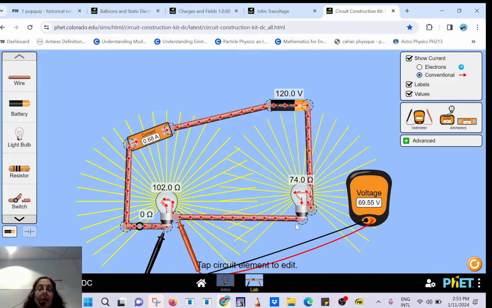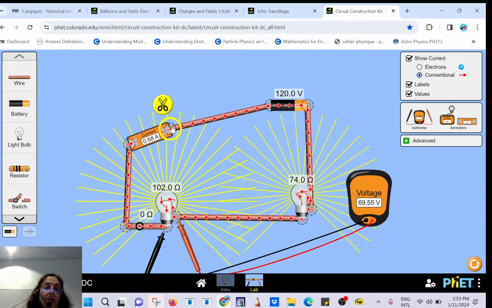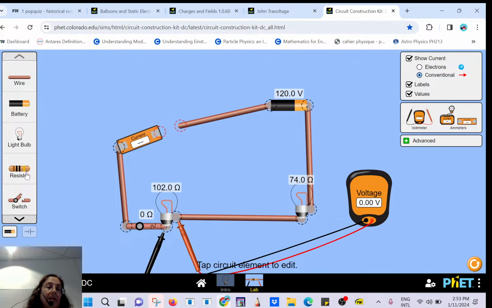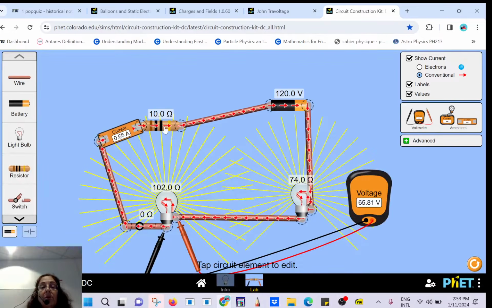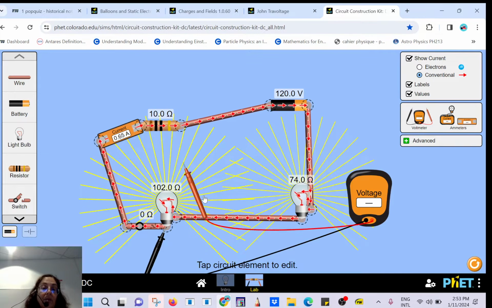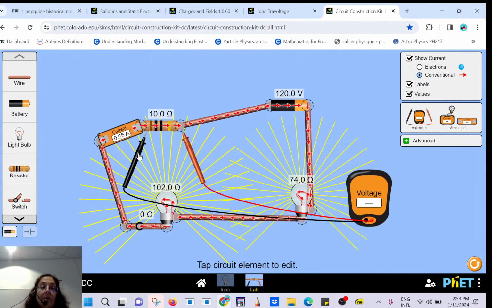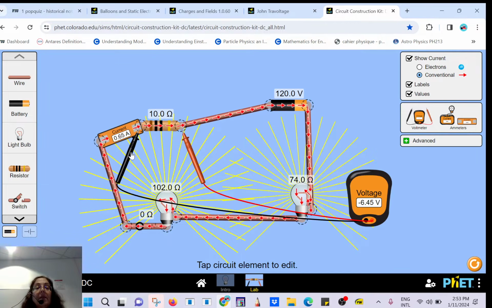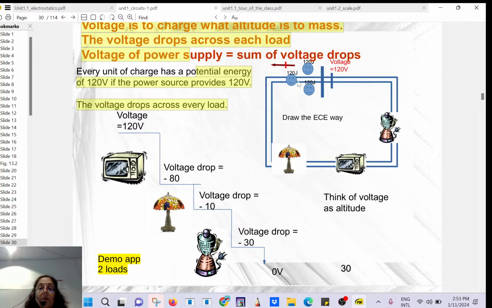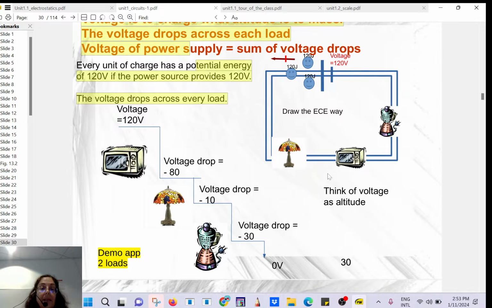Is that clear? And if I add another load, so this is another load here, a resistor is there to decrease the amount of current, but it's also a load. So this one now has only 66, and this one has its own voltage drop, which is about 6. Okay, so if I add this voltage drop plus that voltage drop plus this voltage drop, I will get 120 volt. Is that clear? So this is called a circuit in series.